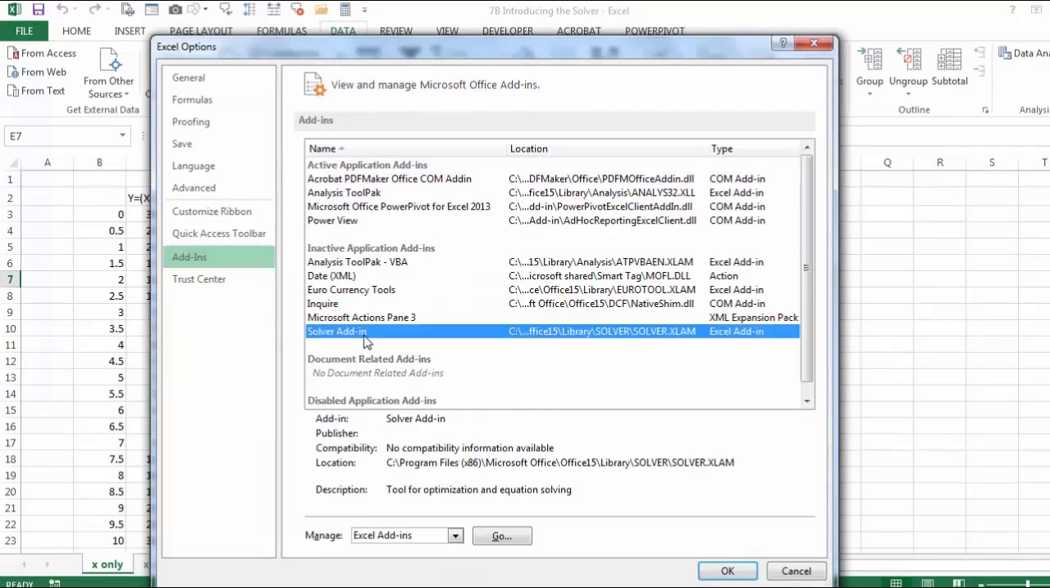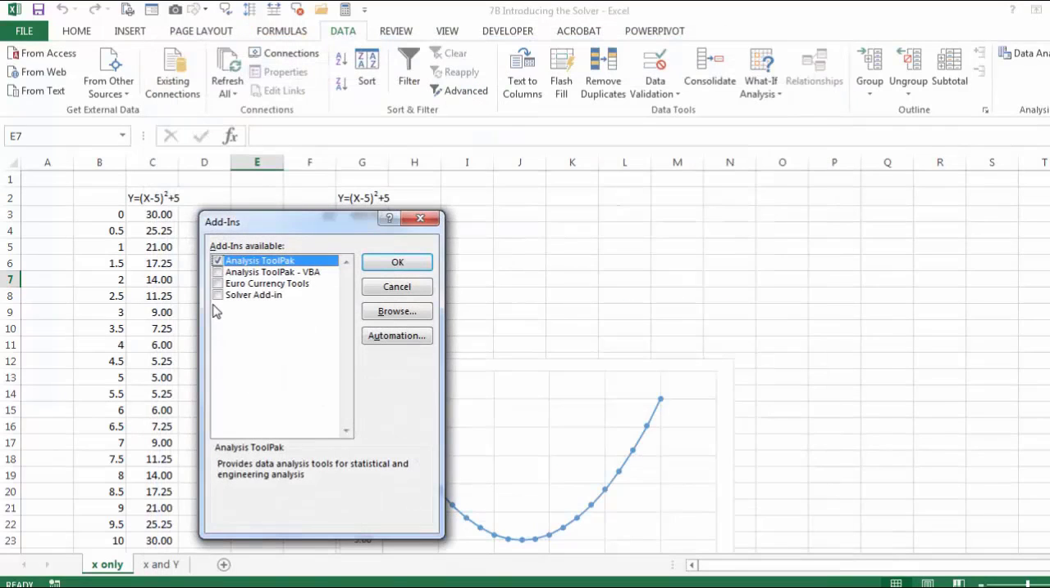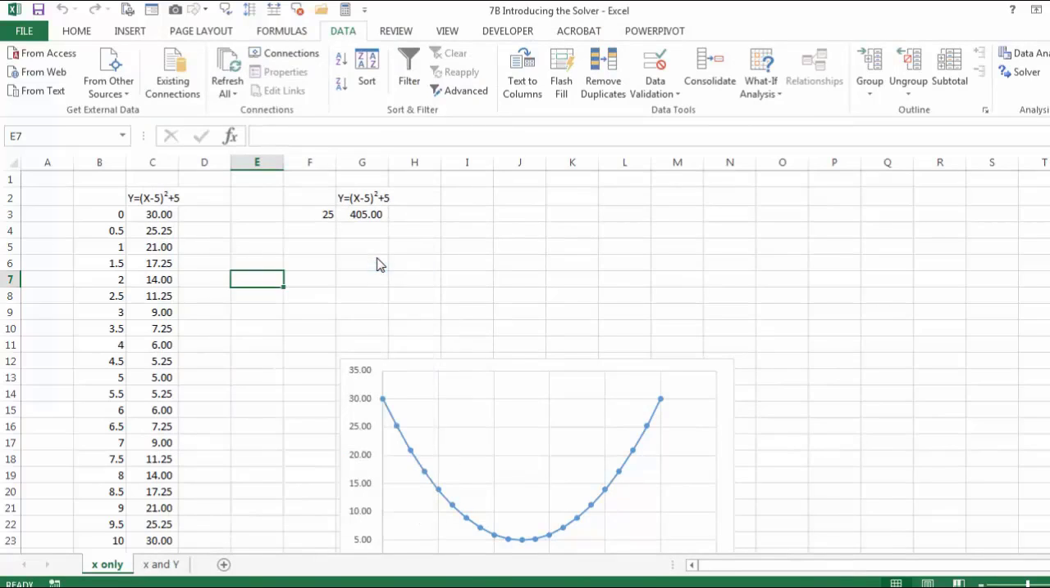You'll find the solver add-in. You'll say Go, check it, and say OK. With the Mac, if you don't see it, you can go to the Tools menu. Under the add-ins, you can activate the solver. So now we have the solver here.